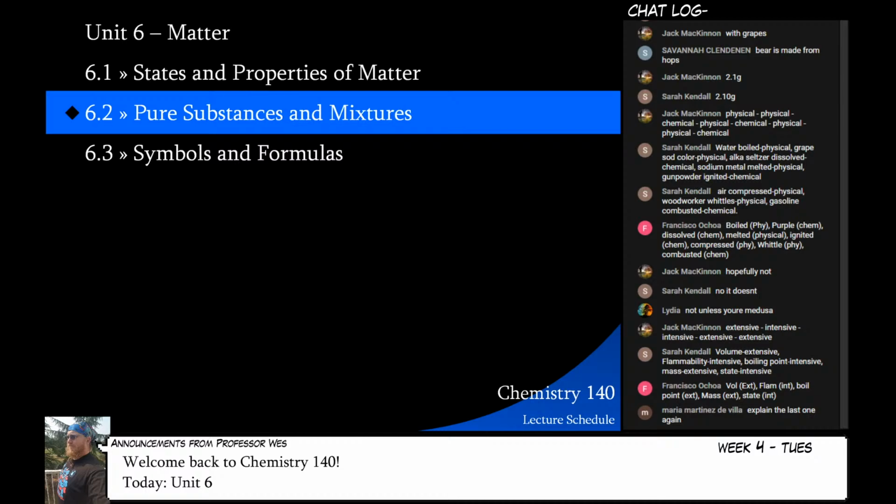So now that we've talked about physical and chemical transformations, let's try and categorize matter in a different way. Let's talk about what it's made of, and see if we can categorize it based on that.